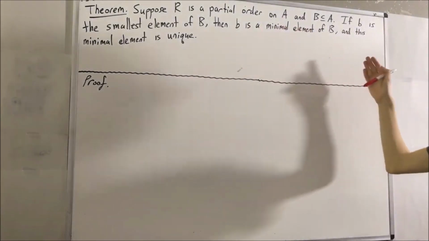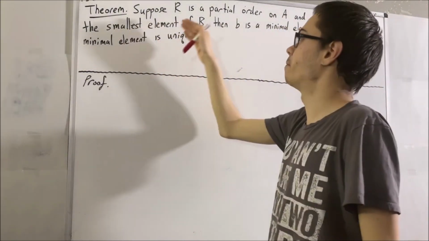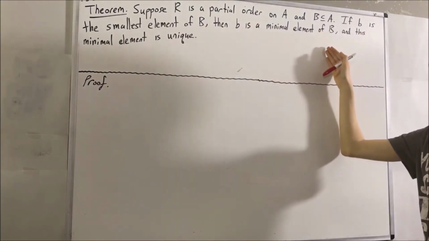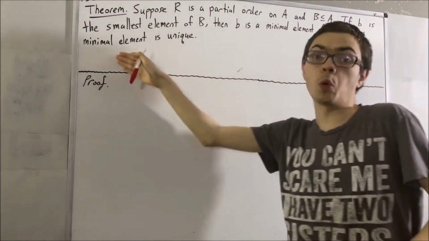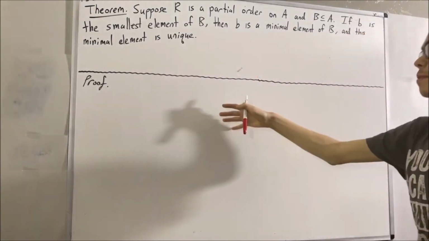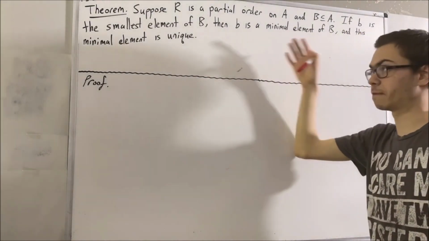So really, we're trying to prove that if b is the smallest element of B, then b is also a minimal element of B. And in fact, b is the only minimal element of B. Now, before we get into this proof, I would like to mention a few things first.